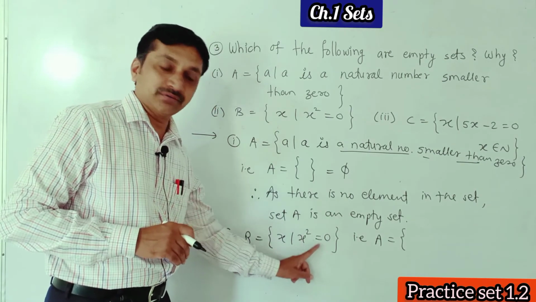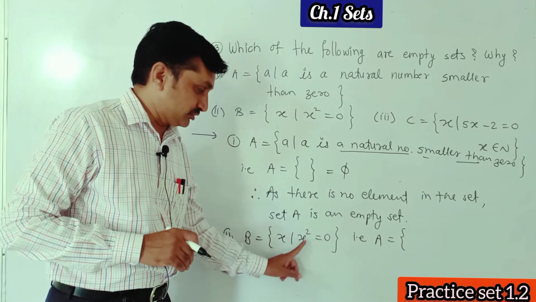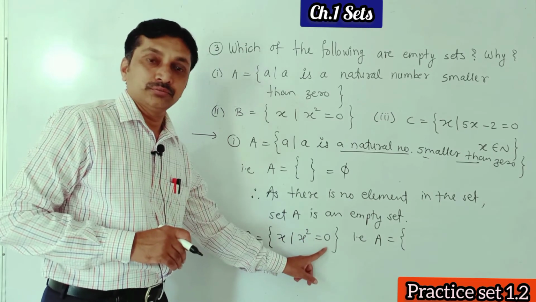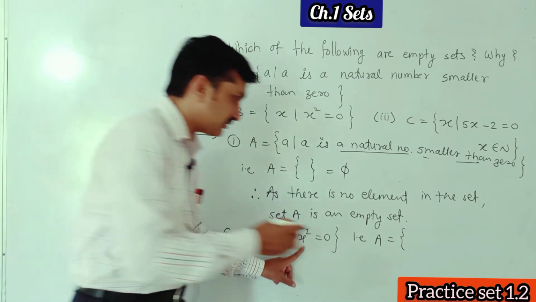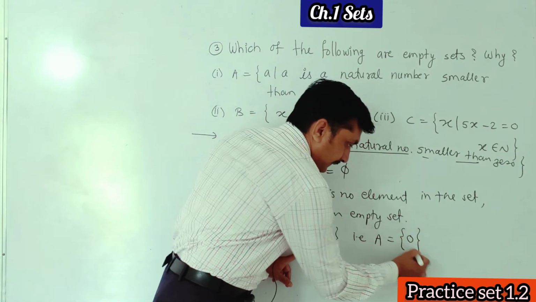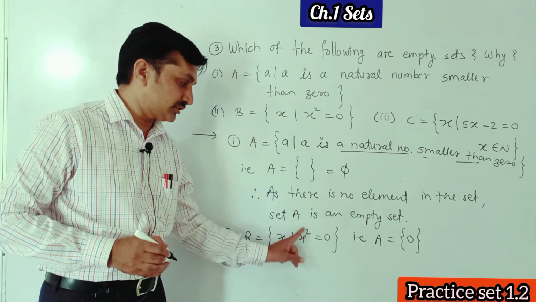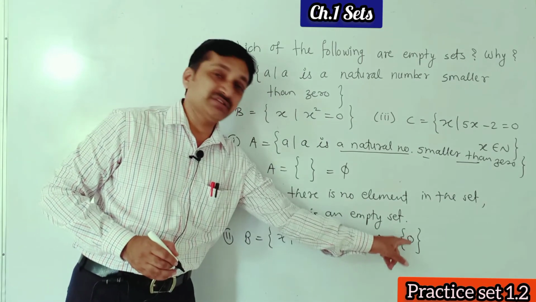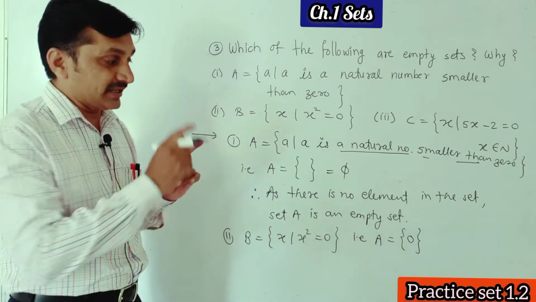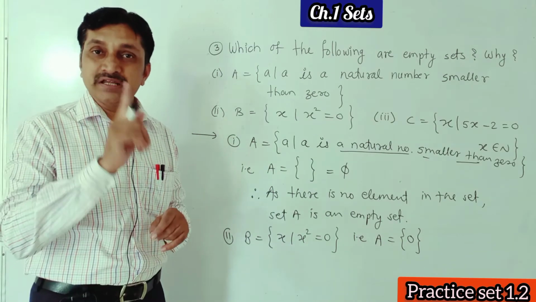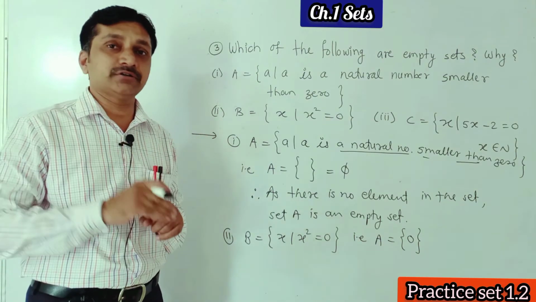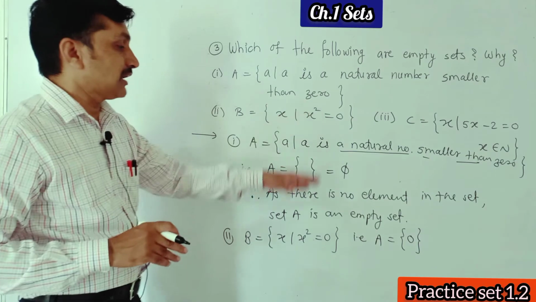0 square is 0, so we can write the number here as 0. If we put x is equal to 0, then we get the answer 0. That's why 0 is there as the answer. It means one element is there. And as there is one element, that is not empty, that is a singleton.